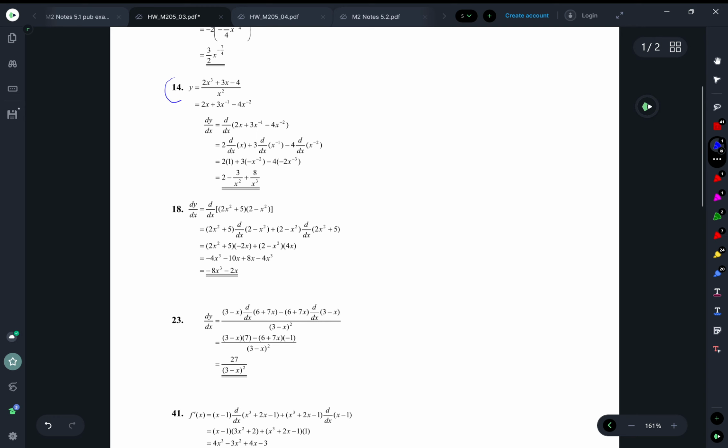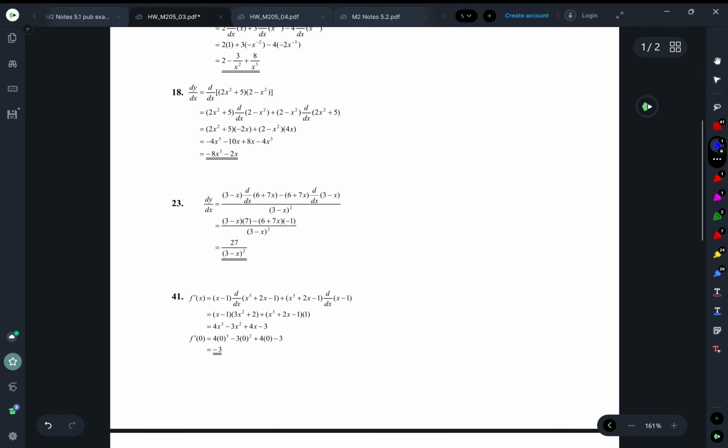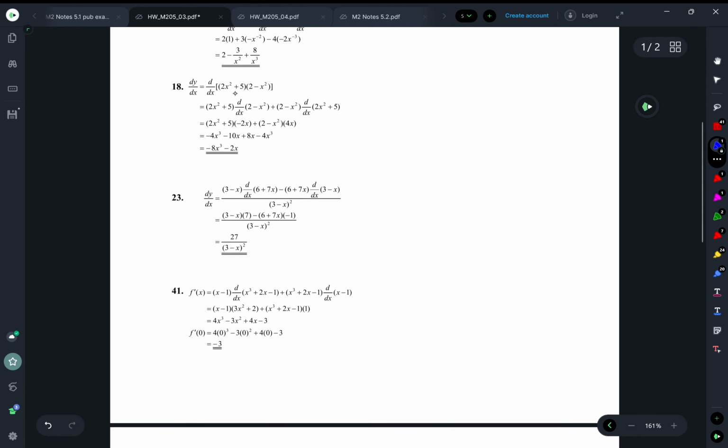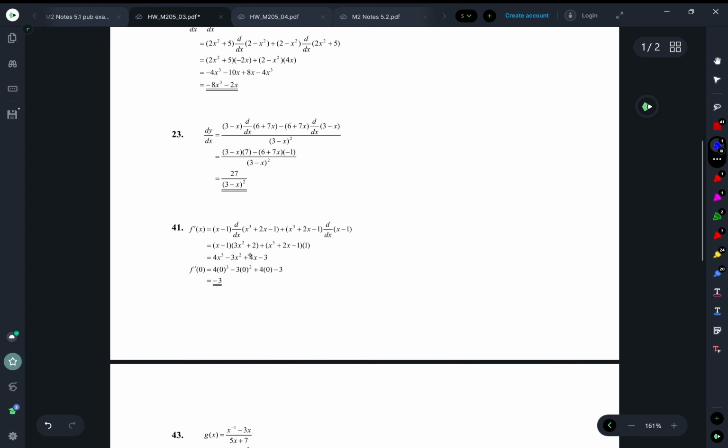Question 14. This question, it's easier to split the fraction into 3 terms, then you don't have to use the quotient rule. The answer is this. Question 18, product rule. Question 23, quotient rule. Question 41, product rule.